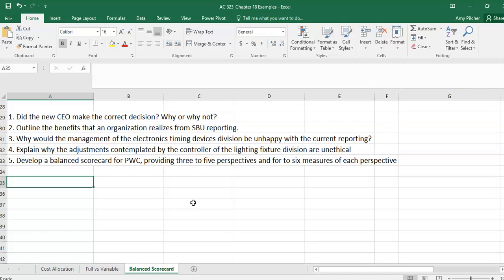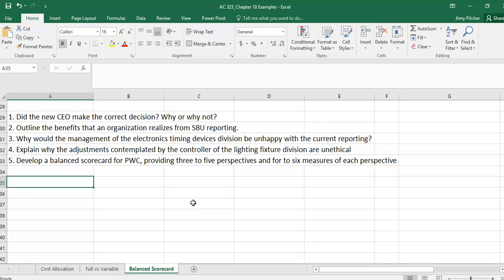Then the second question is, what are the benefits that an organization realizes from having segment reporting or different division reporting? Well, it allows them to look at divisions side by side and really evaluate what is happening in those divisions. It gives us a good idea of when a division should be cut or ended, and which divisions we should reward for performance.